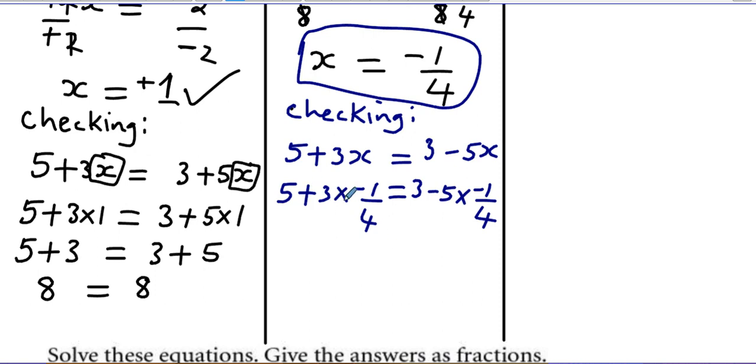Don't add before you multiply. So this will be 5 plus 3 times negative 1 over 4, which is negative 3 over 4. This will be equal to 3, then negative 5 times negative 1 over 4, which is positive 5 over 4.